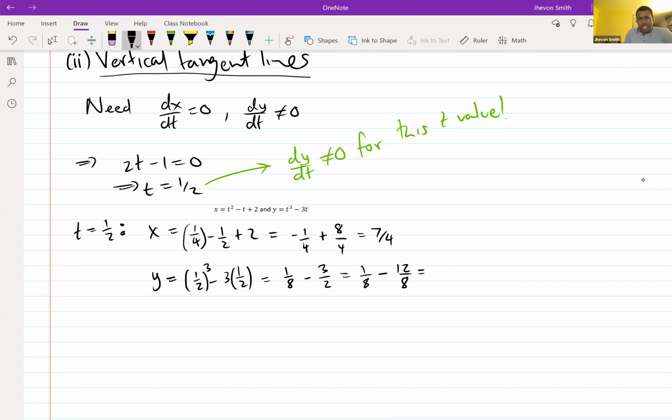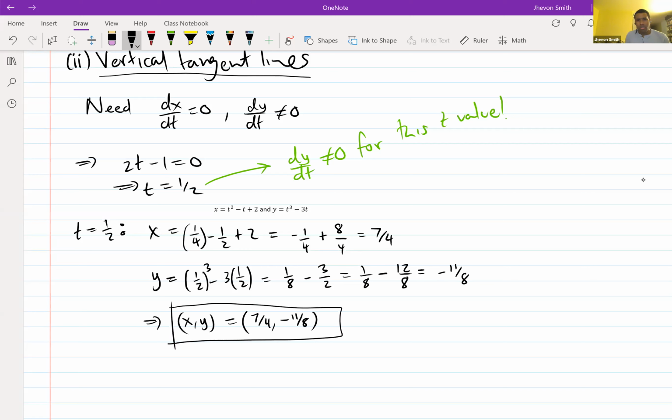All right. So I multiply this by 4 over 4 to actually make the denominator the same. That gives me minus 11 over 8. Hopefully that's fine. And so this means (x, y) equals (7/4, -11/8). That's the point for the vertical tangent line.